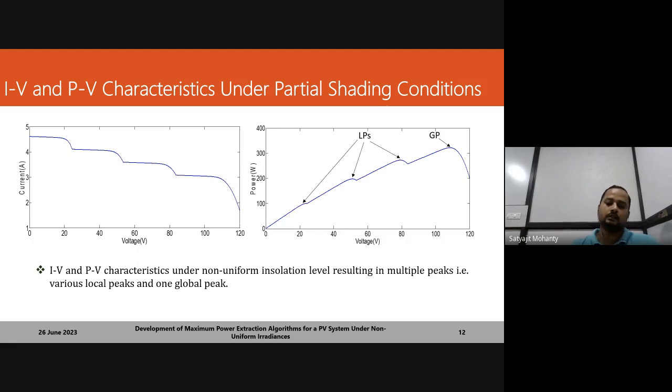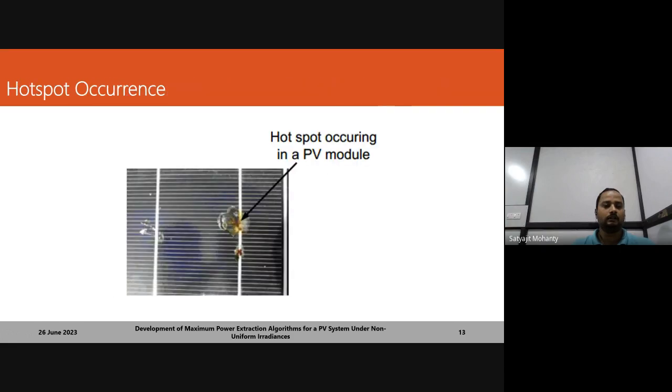So in such a scenario, we need to develop adaptive algorithms. We need to check some conditions: is it the true power which we really want to track, or is it a false local peak? That way we need to develop algorithms. And this is one of the shortcomings of solar panels.